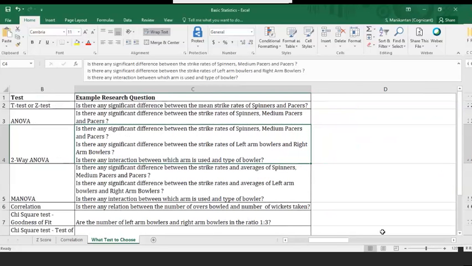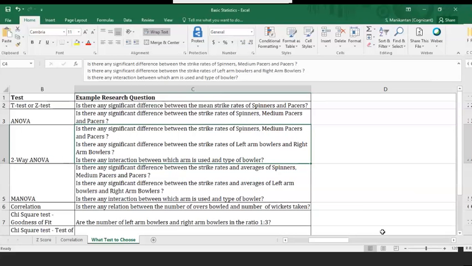Now, there are two independent variables in this question. Is there any significant difference between the strike rates of spinners, medium pacers and pacers? So this bowler type is one independent variable. Next one, is there any significant difference between the strike rates of left arm bowlers and right arm bowlers? The arm of the bowler is another independent variable. Now the third question you can also answer is, is there any interaction between the bowler type and the arm he uses?